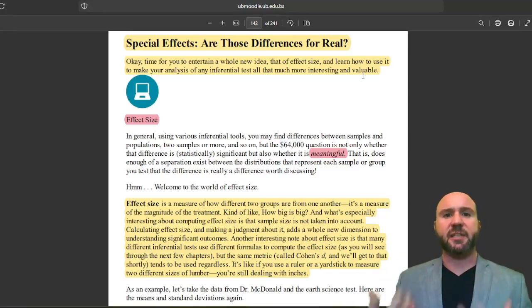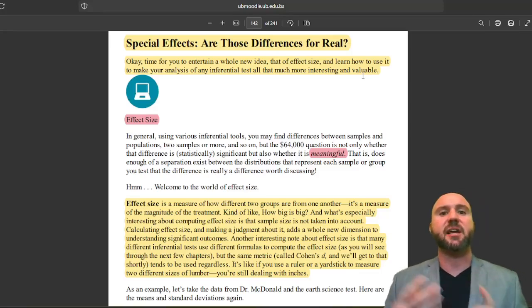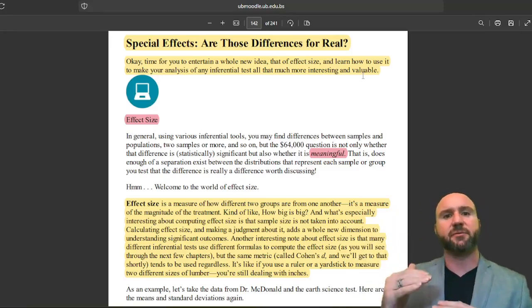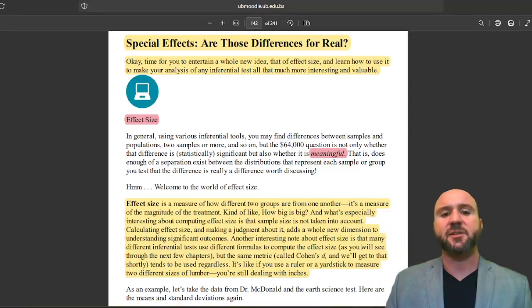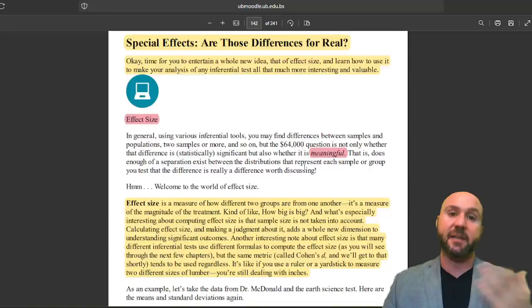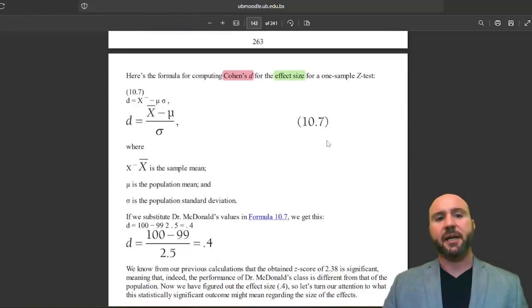So statistical significance simply means that we have a certain confidence level, typically 95%, of whether or not we've made a type 1 error, a false positive. But that tells us nothing about the magnitude of difference. It doesn't tell us whether or not it's a meaningful difference. So the effect size tells us whether or not it's meaningful, and that's something that we'll return to again and again. So here we calculated Cohen's d.